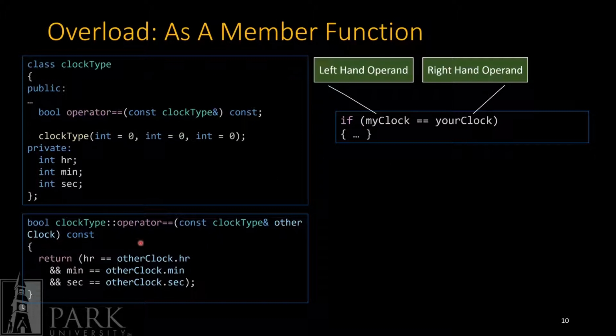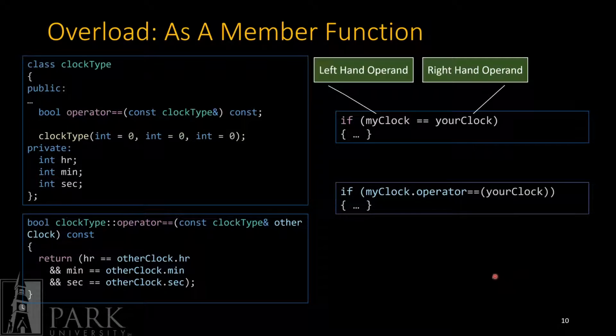So my clock is what's calling the equal operator, and your clock is what's getting passed in as the parameter. In fact, this code right here is equivalent, and it will compile just like this one does. So these two things are the same. When we overload a binary operator as a member function, the left-hand side operand is always the calling object, and the right-hand side operand is always the parameter.